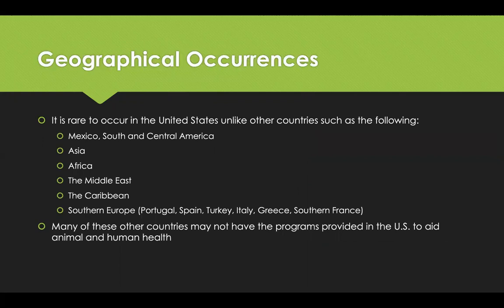Geographical occurrences, it is rare to occur in the United States, unlike other countries such as the following: Mexico, South and Central America, Asia, Africa, the Middle East, the Caribbean, South Europe, such as Portugal, Spain, Turkey, Italy, Greece, Southern France. So many of these countries that are listed above may not have the programs that are provided in the US, which in the US they help to aid in the animal and human health to fight maybe brucellosis specifically. And some of these aren't given in these countries.